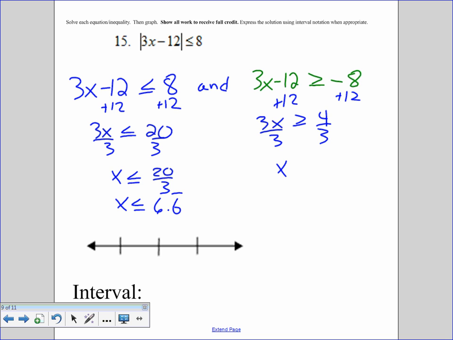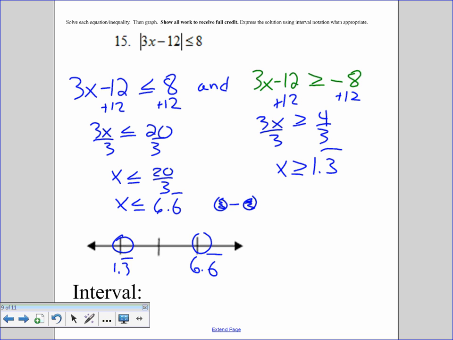Or x is greater than 1.3 repeating. And remember, this is absolute value less than, which means that it needs to get big, and we should expect the graph to look like a barbell. And because it's less than or equal to, the circles will be filled in. So I'll just put in a circle here at 1.3 repeating, put a circle here at 6.6 repeating.